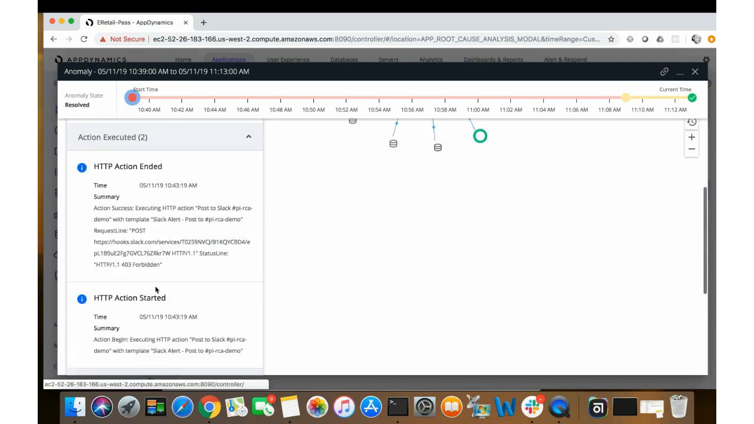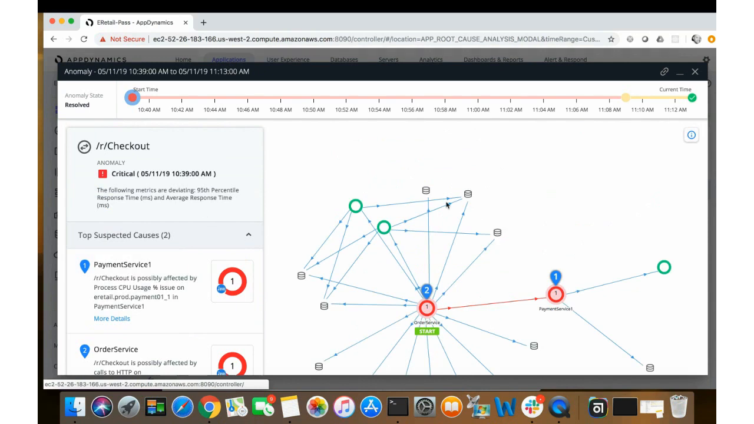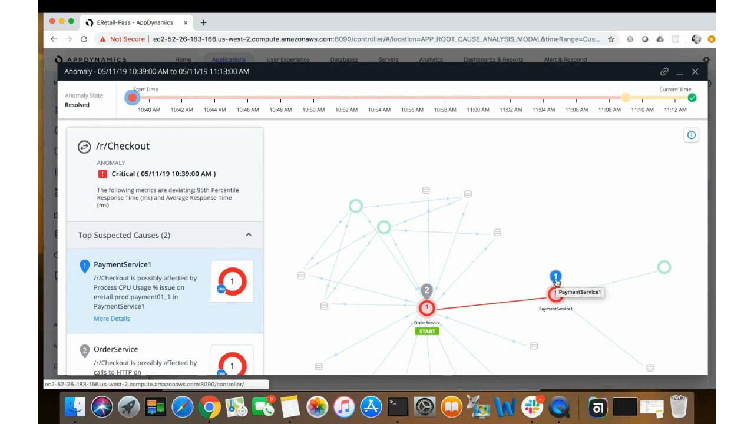Great. So let's take a look at the particular suspected causes. Here on the flow map, we can see all the components. We have a simplified version of this flow map, and we have a couple items in red. If I hover over this, we can see that we think this particular root cause is related to the payment service tier. And if I reference the panel on the left-hand side, I can see that we have a process CPU usage issue. So we think that the payment service has a CPU problem, and that's affecting this business transaction.